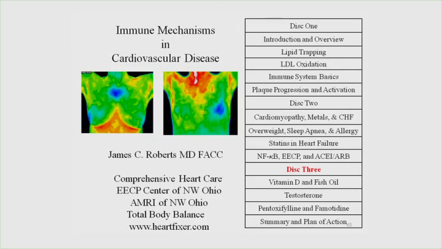We'll talk about immune modulation with testosterone. I'm going to talk about 2 other drugs, pentoxifylline and famotidine, and then I'm going to summarize and construct for you a plan of action to increase Tregs and downregulate Th1 and Th17 to protect you from atherosclerosis and heart failure, and to stabilize or improve your atherosclerosis and heart failure if you have these conditions.